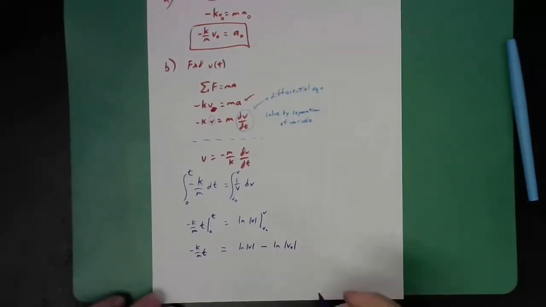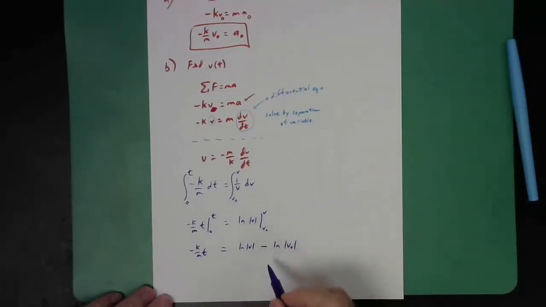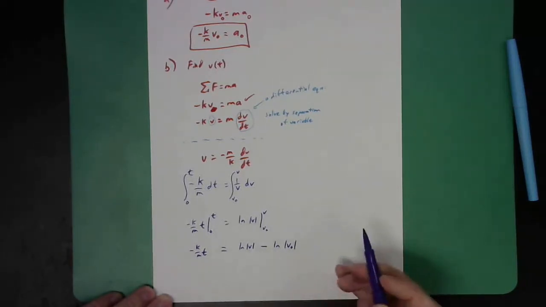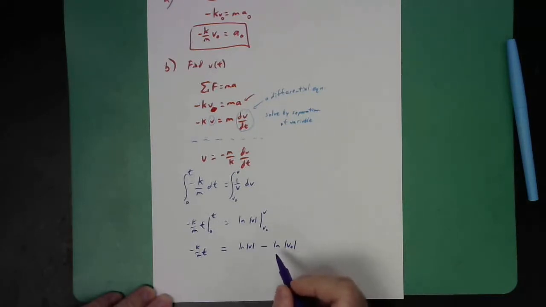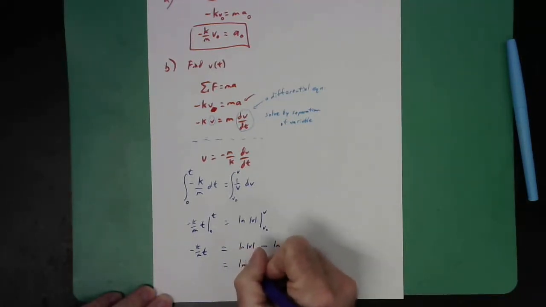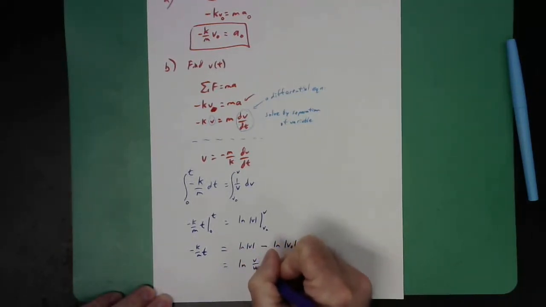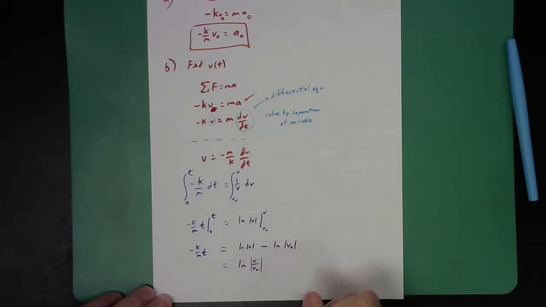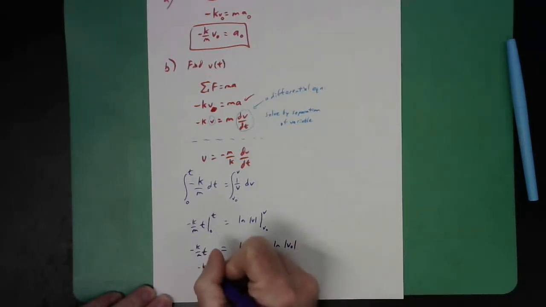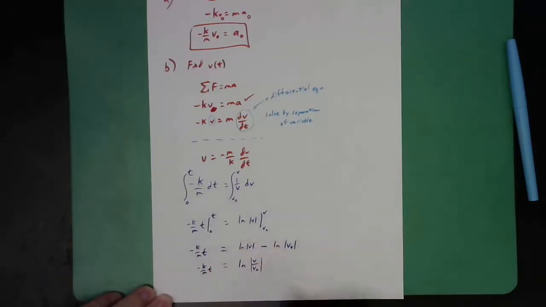Taking a look at this, I have two logarithms that I'm subtracting. They're the same base, both base e. A property of logarithms is that when you have a subtraction with the same base, you can just turn that into a division. So this will be the natural log of v over v naught, equals -k over m t.